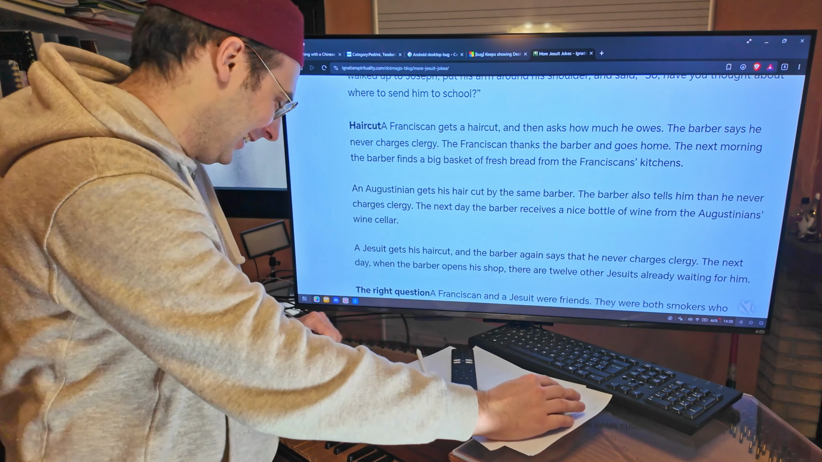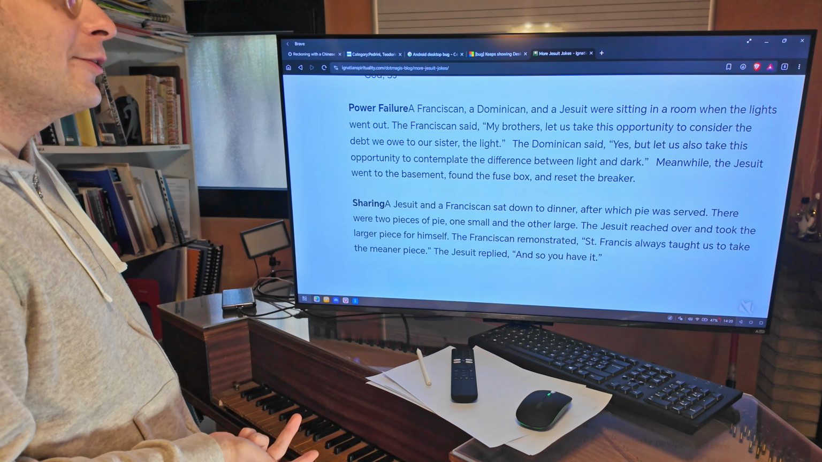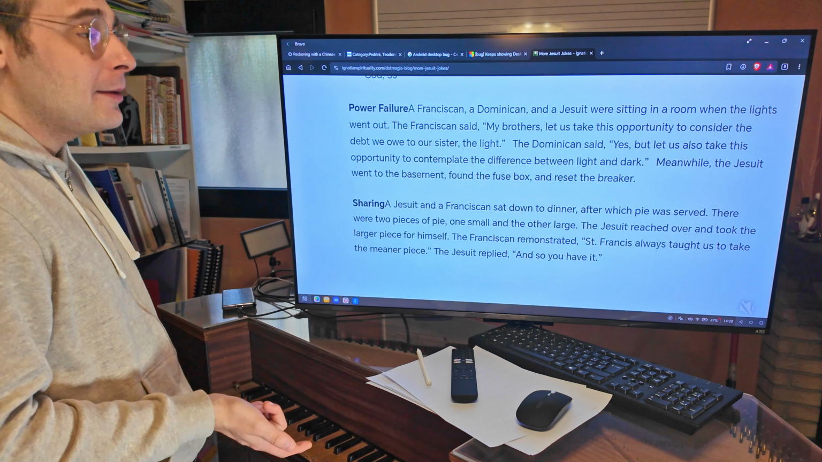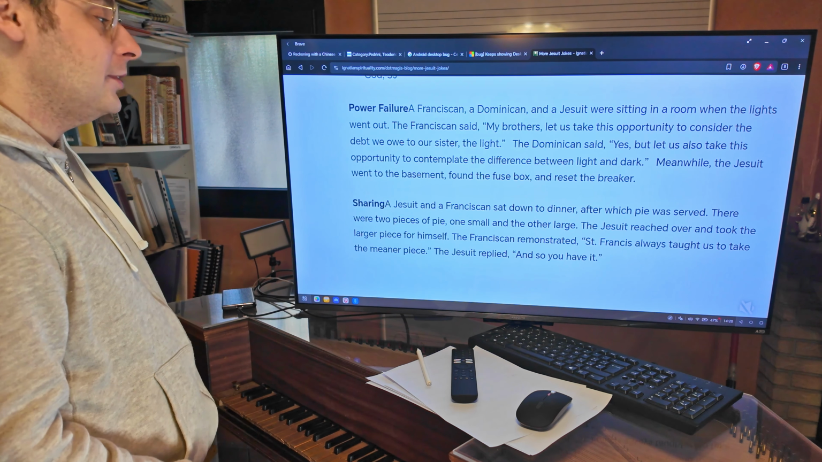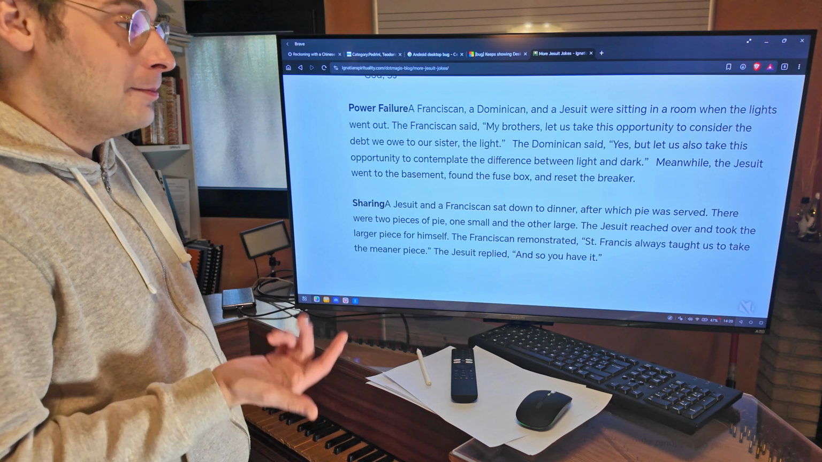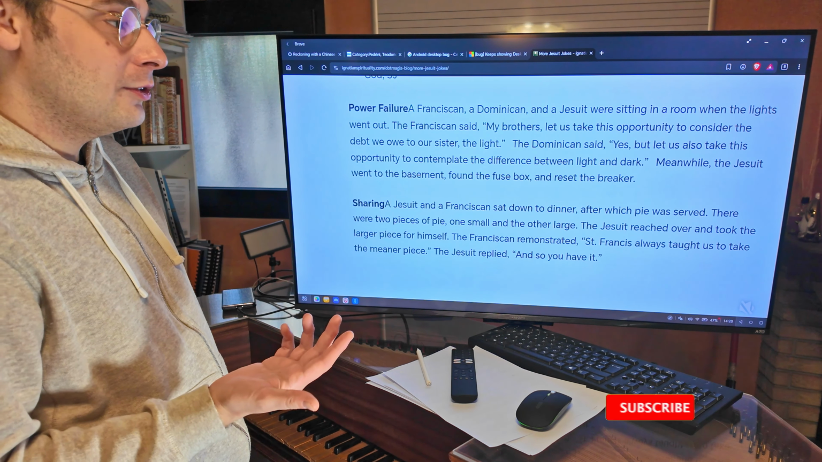Power failure. A Franciscan, a Dominican, and a Jesuit were sitting in a room when the lights went out. The Franciscan said, "My brothers, let us take this opportunity to consider the debt we owe to our sister, the light." The Dominican said, "Yes, but let us also take this opportunity to contemplate the difference between light and dark." Meanwhile, the Jesuit went to the basement, found the fuse box, and reset the breaker. Yeah, the pragmatic and not spiritual vision of Jesuits.